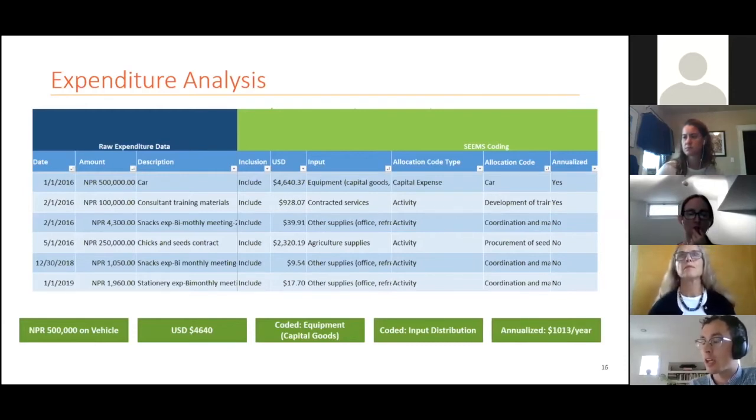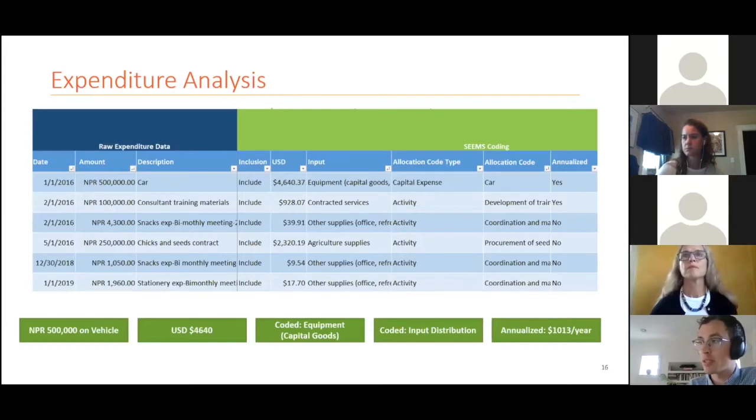And so the spreadsheet calculates an estimated annualized expense of $1,013 per year. Here on the left in the blue, you'll see the bare minimum of expenditure data: the date of the expense, the amount of the expense, and a brief description of the expense. And that's often what you'll have.